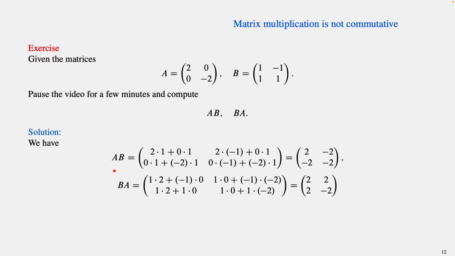And if you've done this, and I hope you did it correctly using the formula from the previous slide, we get the following. If you want to verify it, pause the video and check the computations here. A times B turns out to be the matrix with entries 2, minus 2, minus 2, minus 2, whereas B times A turns out to be the matrix with entries 2, 2, 2, minus 2. And we see that these two matrices are clearly not the same. So here we have an example where A times B is not equal to B times A. And this is what you have to expect in general when multiplying two matrices.